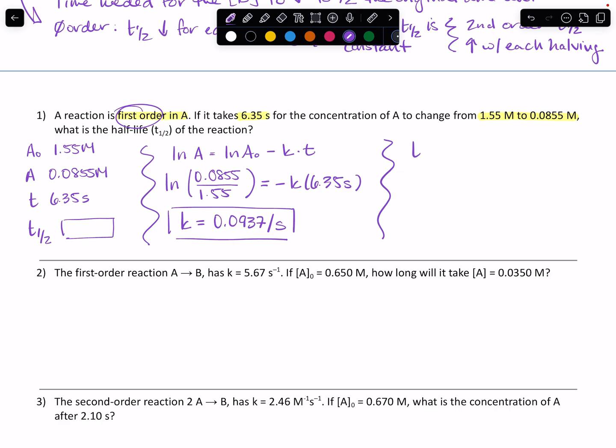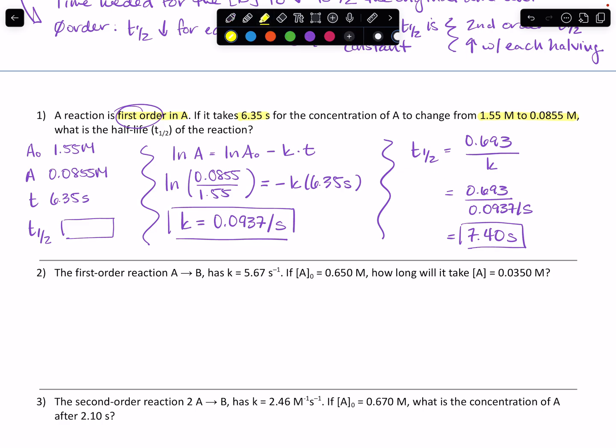All right, now with that, I can go to my T1/2 calculation. So that's 0.693 divided by K. So 0.693 divided by 0.0937 per second. That's going to flip up. So the second is in the denominator of the denominator. It's become a numerator, which is great because that means I have a time unit here. And I get 7.40 seconds. So it's going to take 7.40 seconds for this sample to go from its initial amount to half.